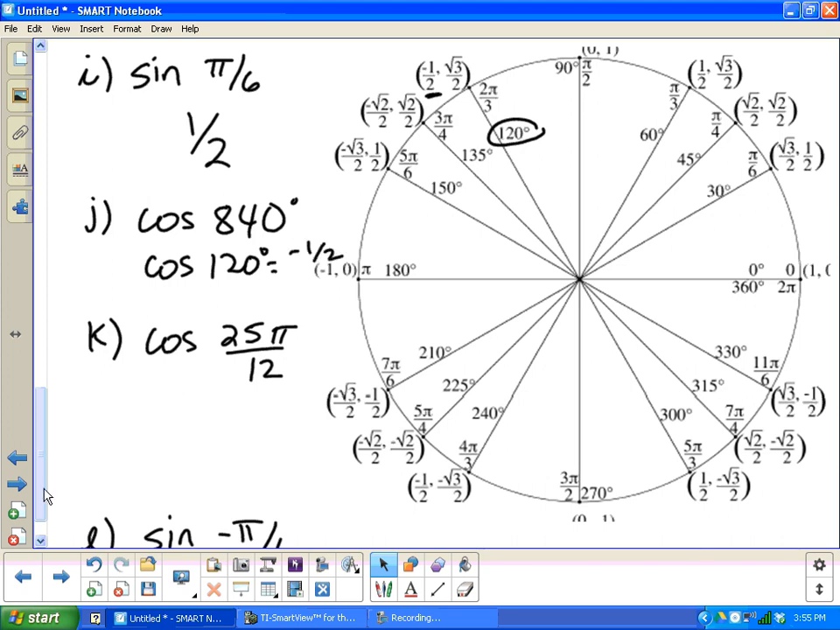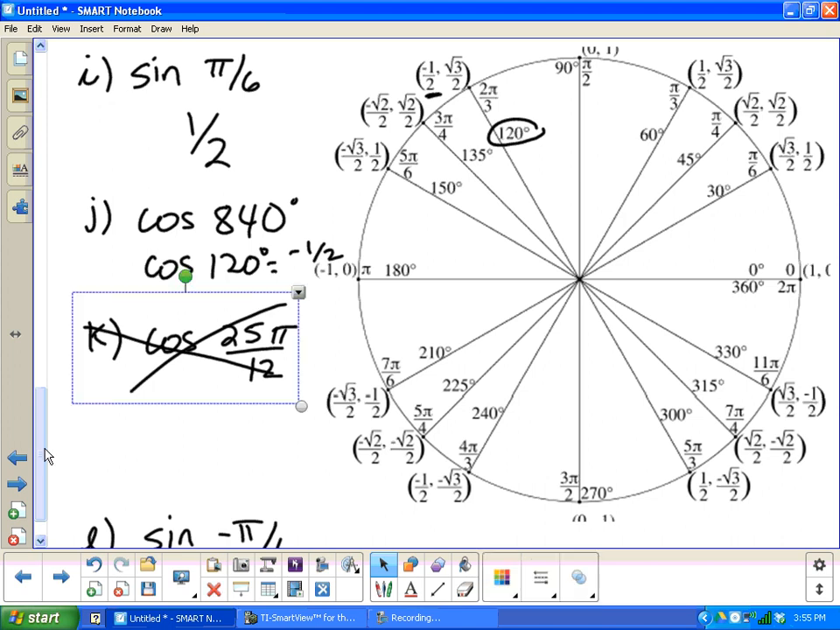Okay, and now on K, we got 25 pi over 12, so I don't see 25 pi over 12, and I don't think this one's on our unit circle. Probably should have omitted this one. We're going to omit K there, so don't worry about it. That's not on the unit circle, so I wouldn't expect you to know that one yet. We'll learn how to do that one by sum and difference later.